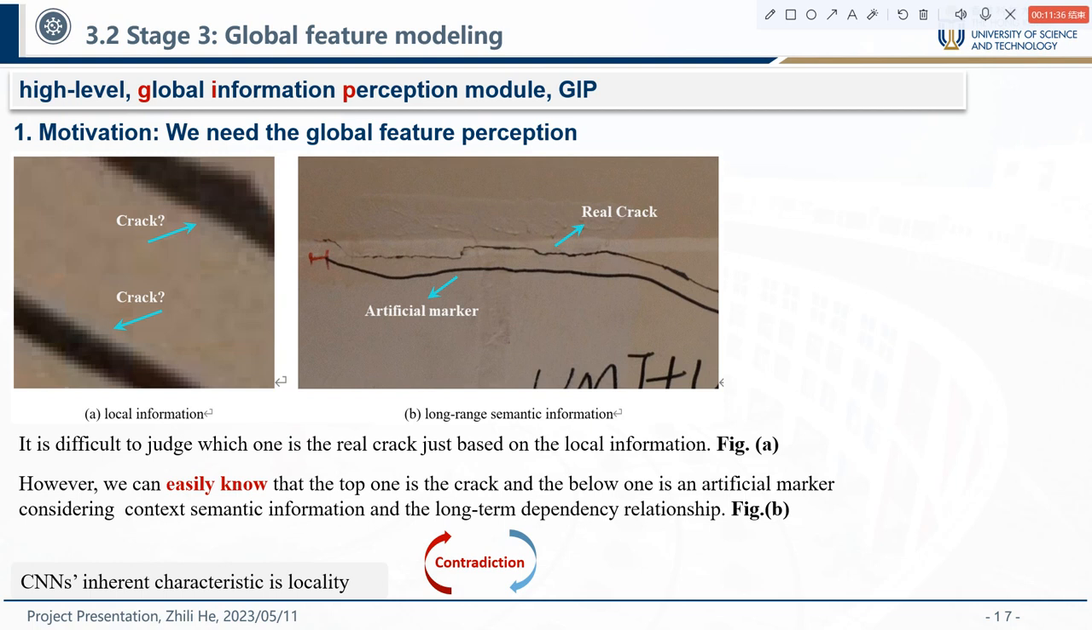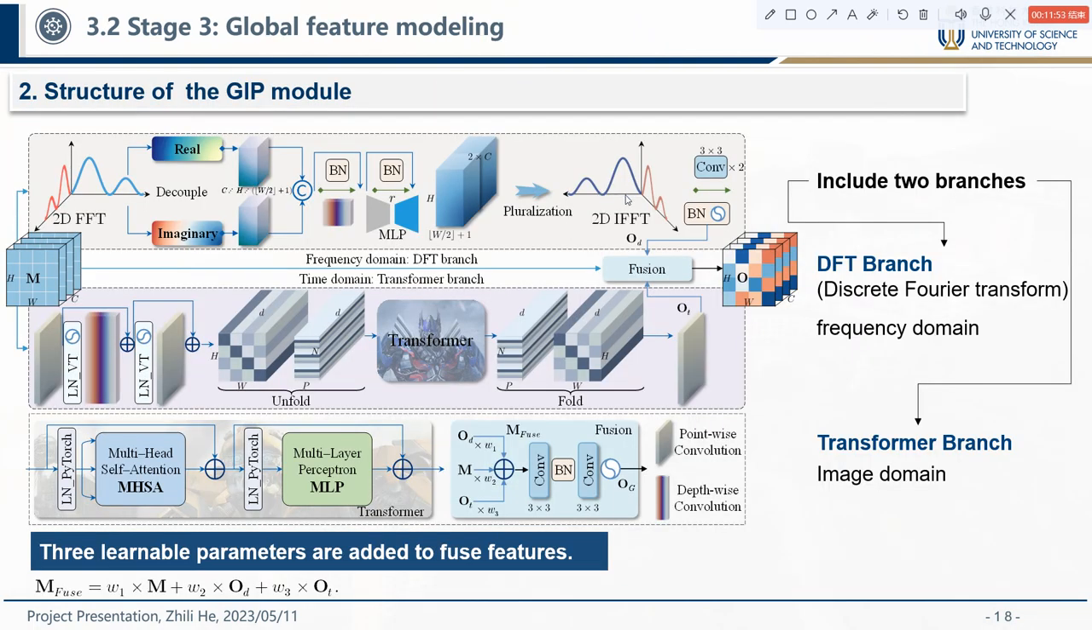And this is the importance of long-term dependencies. However, for CNN, its inherent characteristic is locality. So there is another contradiction. In order to solve this contradiction, I propose the GIP. And in the next slide, I will introduce the GIP. The GIP includes two branches.